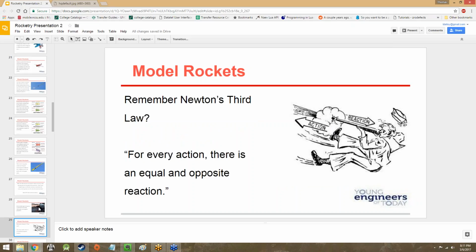Well, Newton's third law states that for every action, there is an equal and opposite reaction. And this is just an observation on how the universe works in a physics sense. So for every action, there is an equal and opposite reaction. For every exertion of force, there is an equal exertion of force that happens in the opposite direction.